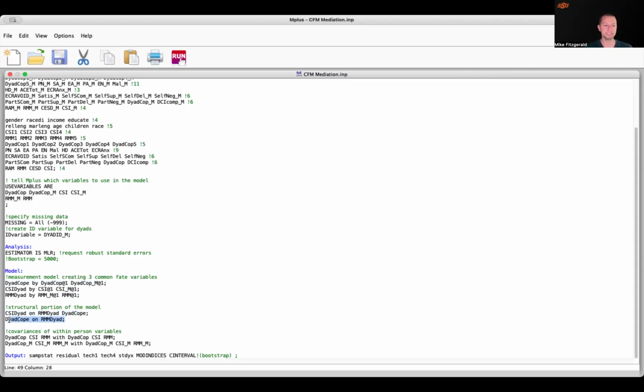Then we also need to specify the path from our independent variable to our mediator, and that is this second line. Okay, so we have mediator on our independent variable. So next we have our covariances.